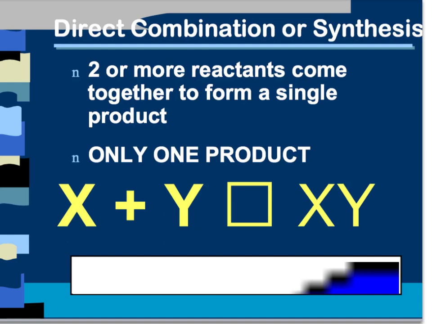The first type of reaction that we're going to talk about is the direct combination, or sometimes it's called the synthesis reaction. This is where we have two or more reactants that come together to form a single product. A big clue that it's a synthesis reaction is that you only have one product. Tonight you're not really going to see a lot of chemical formulas, you're going to see these generic letters. If I have X and I have Y, they're going to come together, with this big yield symbol here, to form XY.